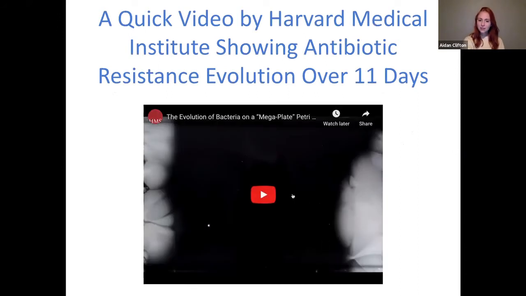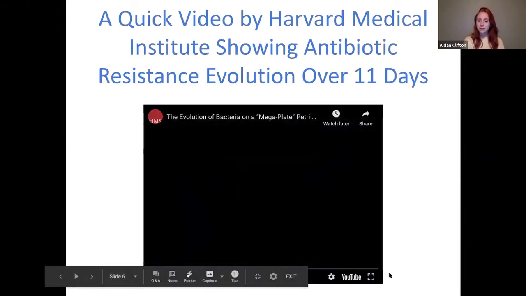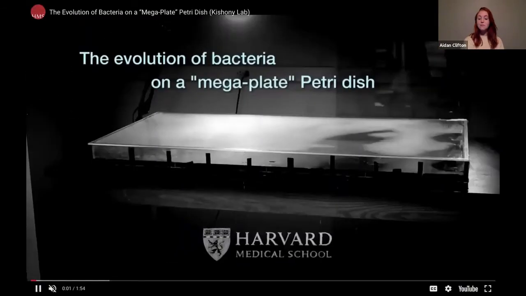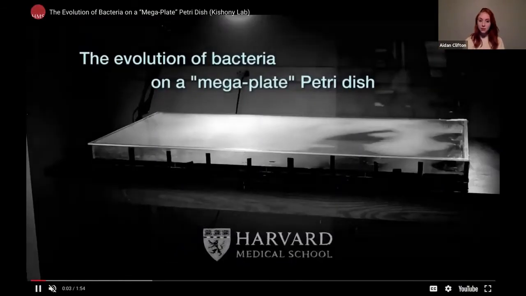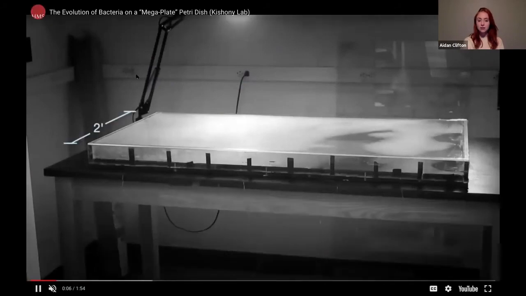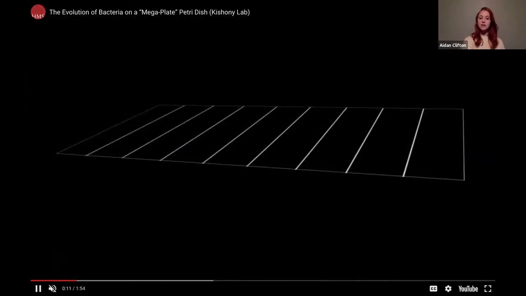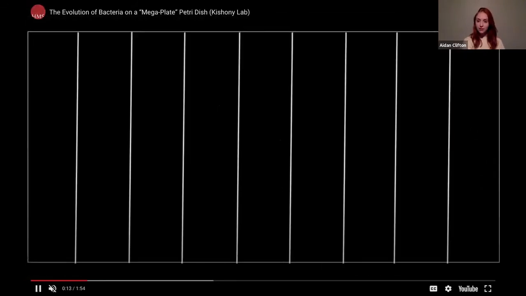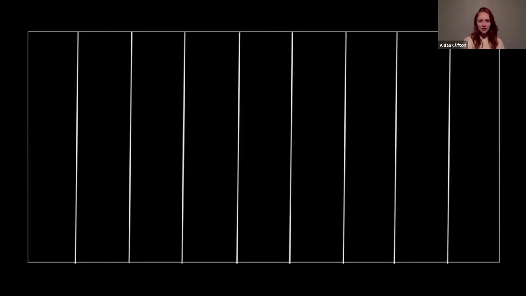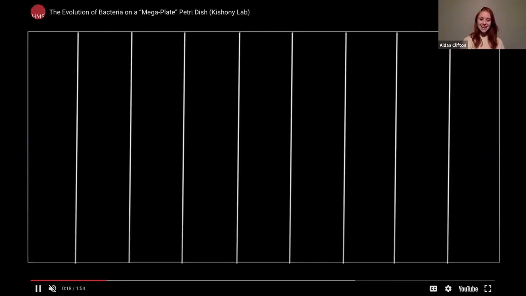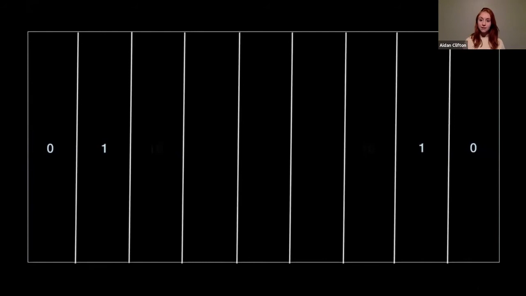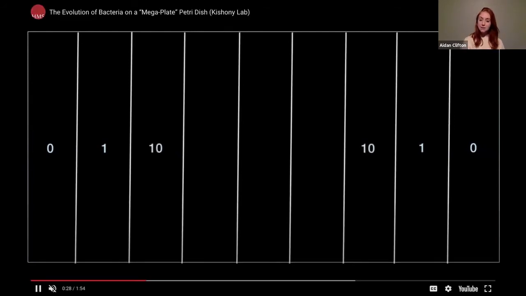So this is a quick video I'm going to show you. It just shows antibiotic resistance in live time. This was a study done by Harvard Medical School. What they did is they had this petri dish that was 2 feet by 4 feet, and they divided it into 8 panels here. And in each panel, they put a different concentration of an antibiotic. I believe it's penicillin. I don't totally remember. In this first panel, they had no antibiotic. And then they had one dose that was effective enough at killing the bug, and then 10 times the first, 100 times, and 1,000 times.